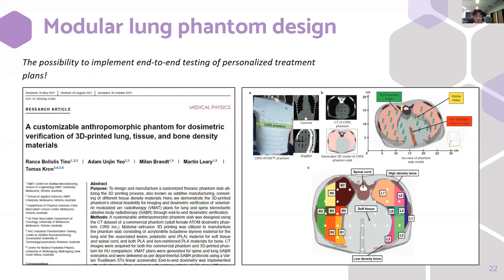So from the recently published work last year, we showed that we can 3D print a commercial phantom slab and customize it. So we segmented the lung section into subsegments to allow for easy insertion and modification of patient-specific lesion models. For the soft tissue, we utilized the PLA material. For bone, we used our interlaced deposition method of PLA and iron-reinforced PLA. For lung tissue, we used these jarred structures with ABS. And for the lesion itself, we used the ABS material as well.